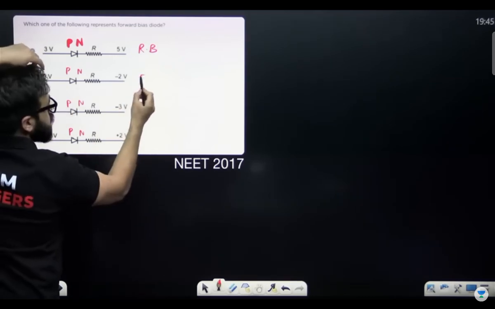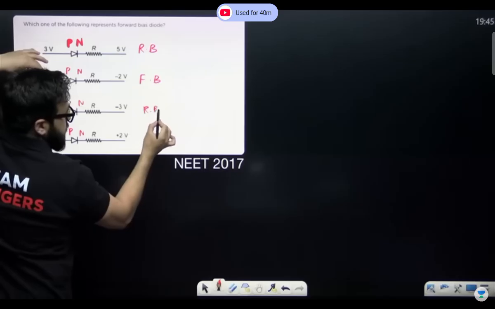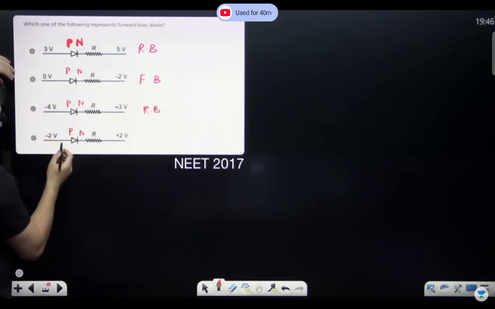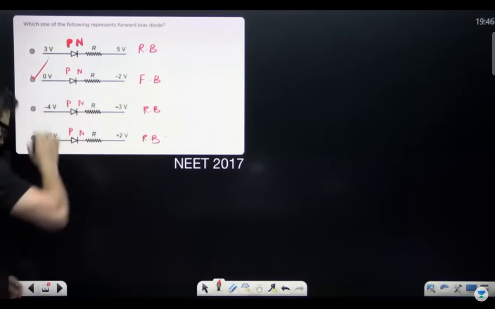0 is greater than -2. This is forward bias. This is connected to -4, this is connected to -3. This is again reverse bias, because in case of forward bias, P side is connected to higher potential. Here -2, here +2. This is again reverse bias. So option B is the correct option.